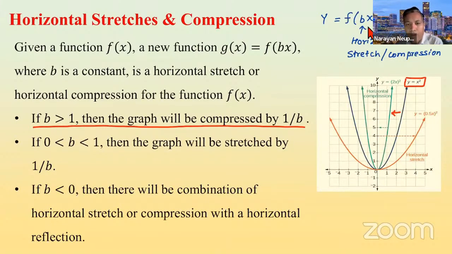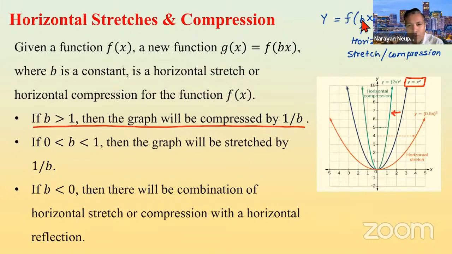So there is compression when the value of b is greater than 1. And we say that the graph is compressed by the factor 1 over b. Whenever we say how much it is compressed, we use the reciprocal value. So we say the graph is compressed by the factor 1 over b.